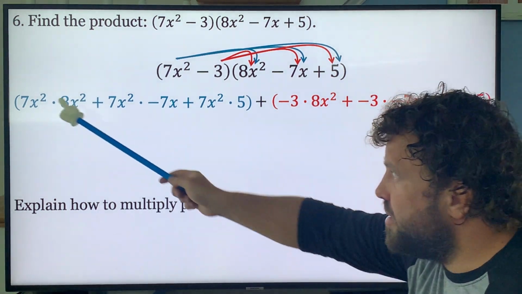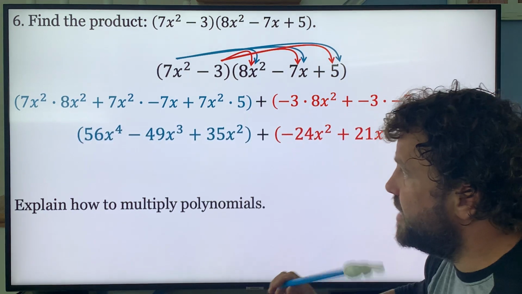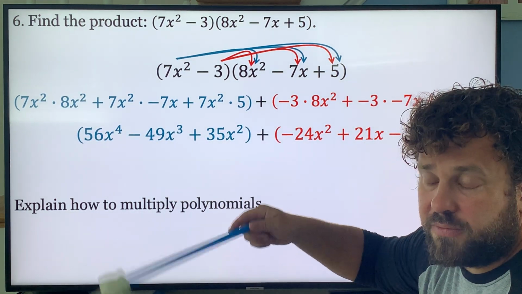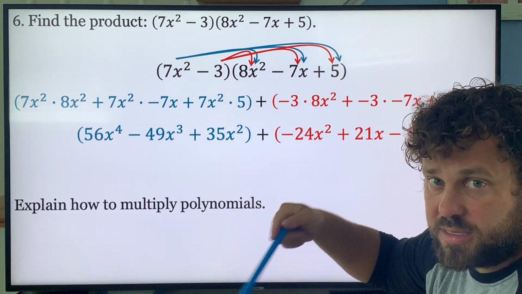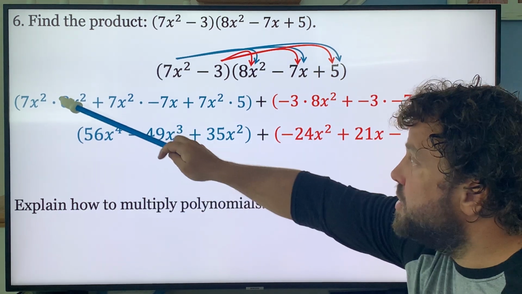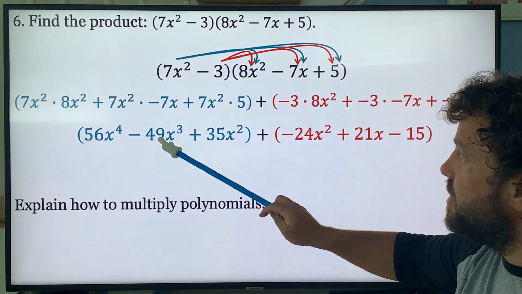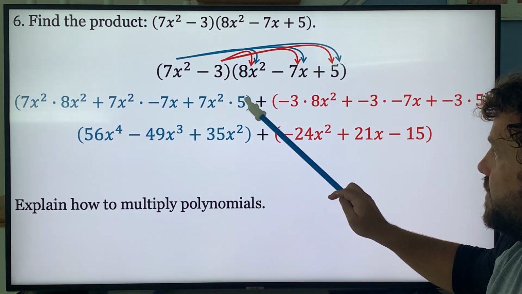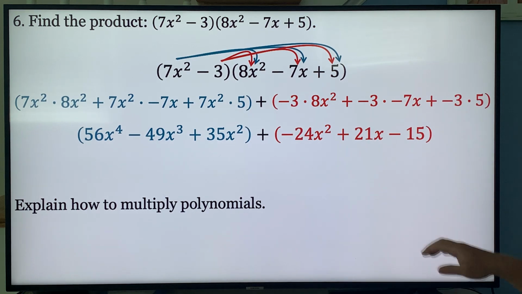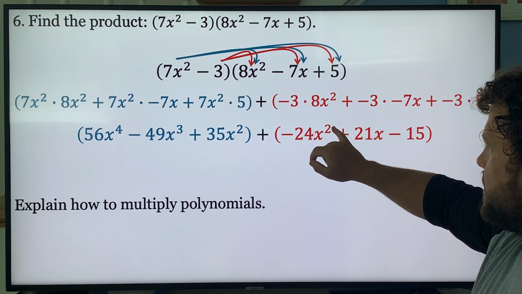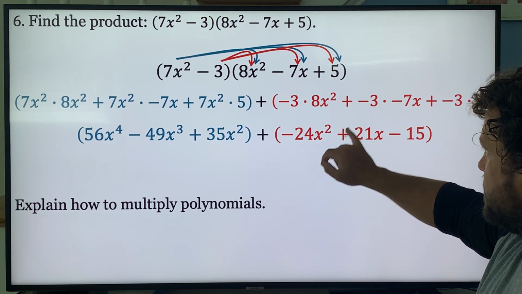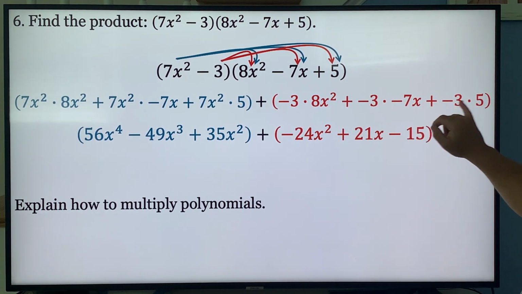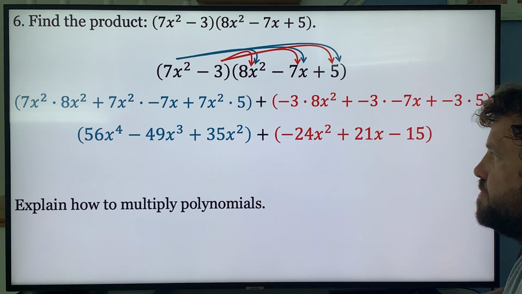You can just set this up in your head. Now you're going to multiply these. 7 times 8 is 56. 2 plus 2: when you multiply exponent variables that have the same base, you add the exponents. 2 plus 2 is 4, minus 49, 1 plus 2 is 3, 35x squared, plus negative 24x squared, plus negative is positive 21x, plus 1 negative, 3 and 5 is 15.